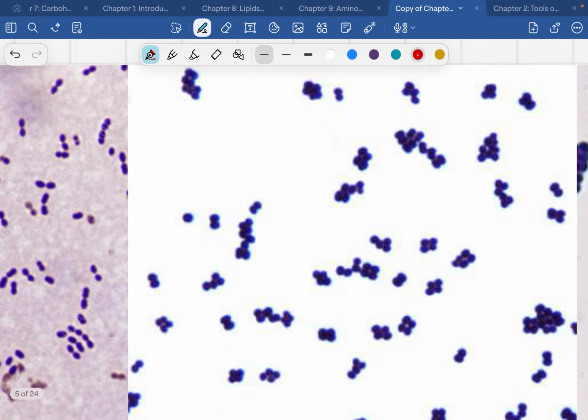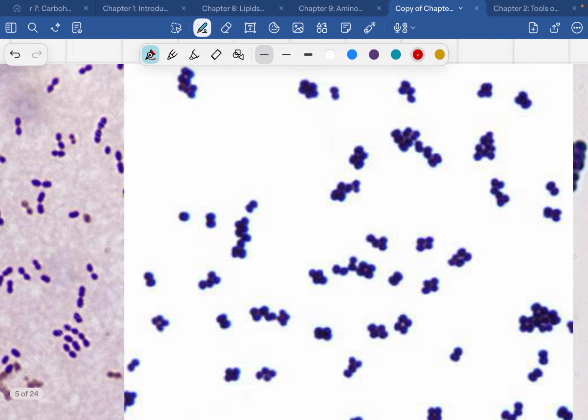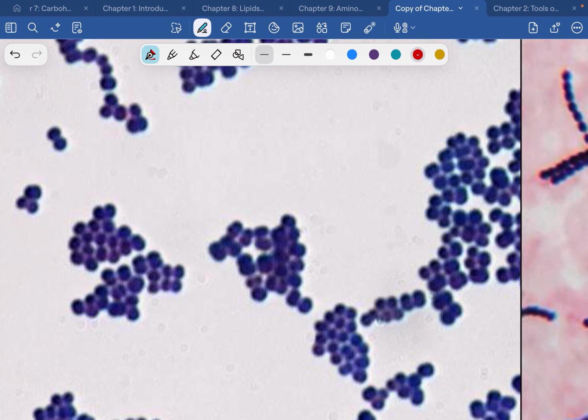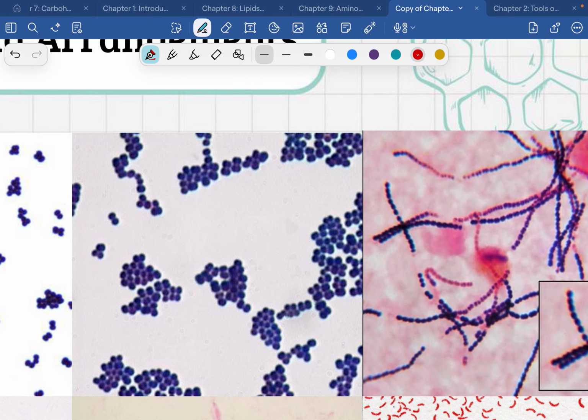Staphylo. You could argue that this is a tetrad, and it is, but we didn't use that word, so it's in clusters. Okay, this is more of a true staphylococcus, right? Those are circles that are clumped together, so that's a gram-positive staphylococcus.